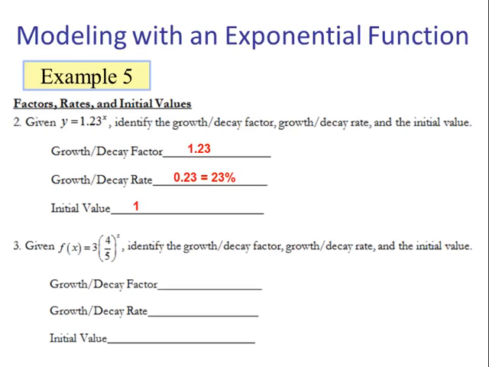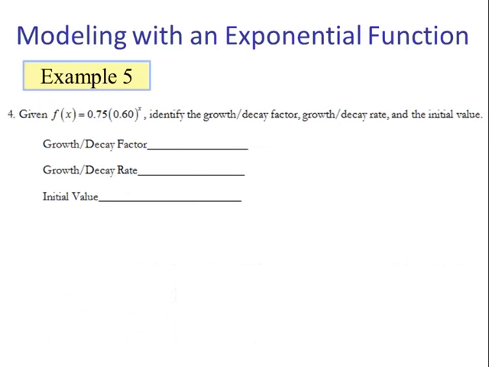For number 3, we have f of x equals 3 times 4/5 to the x power. 4/5 is the base, it's less than 1, it's 0.8. So this is a decay. So the decay factor is 4/5 or 0.8. The decay rate is 1 minus 0.8, which is 0.2 or 20%. The initial value for this problem is 3.